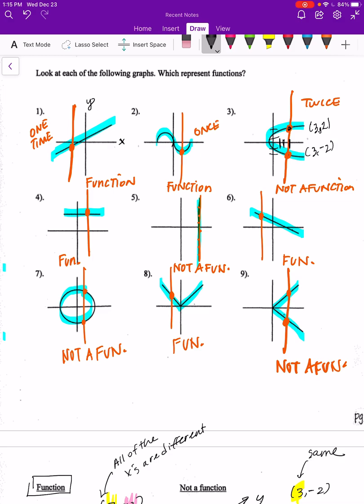Because remember, it hit it twice. Here are my 2 points, here and here. What do you notice about this? Do the x's repeat? Huh. Well, that's interesting.